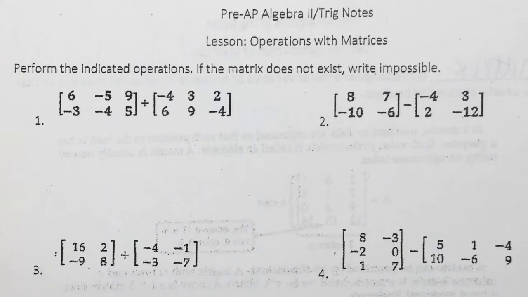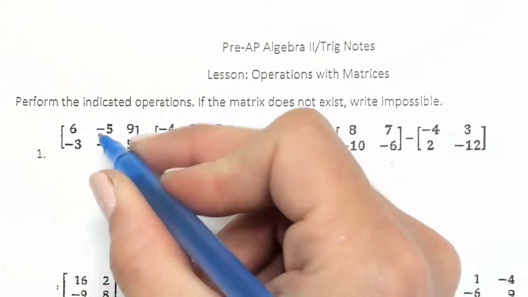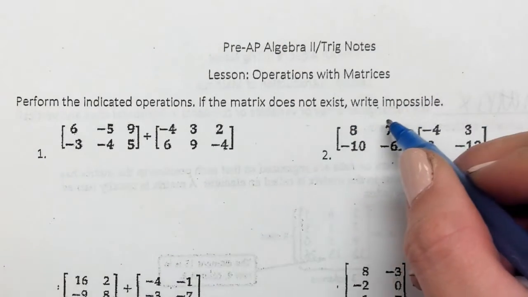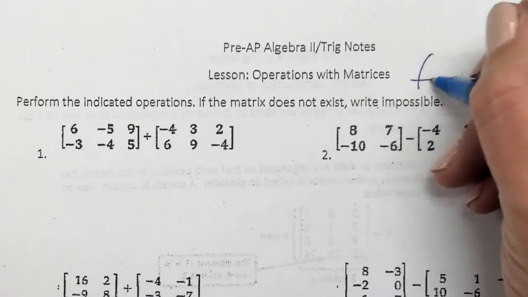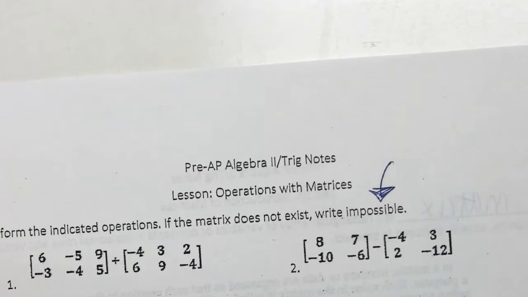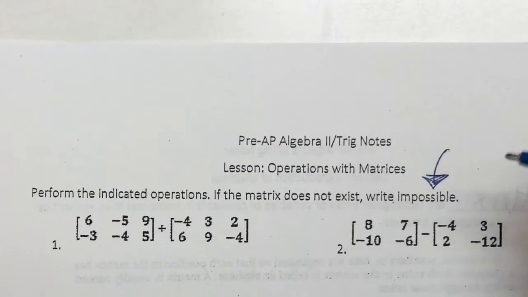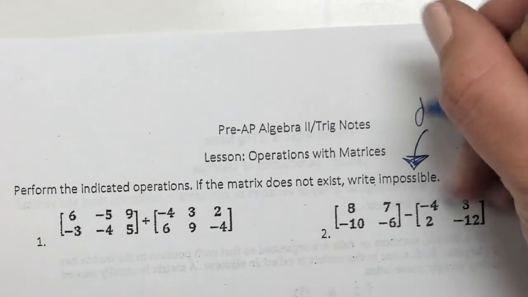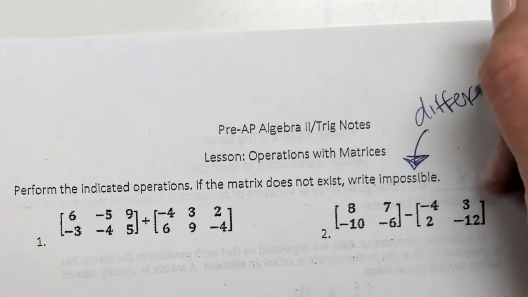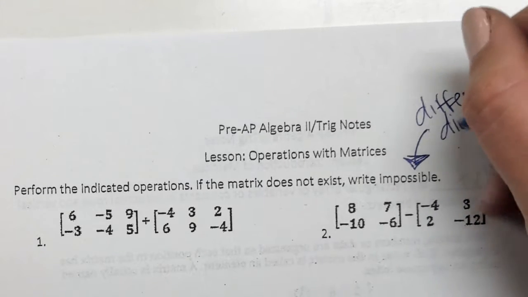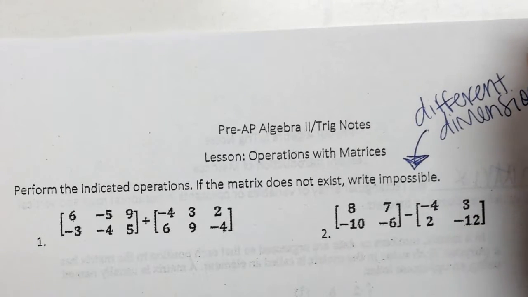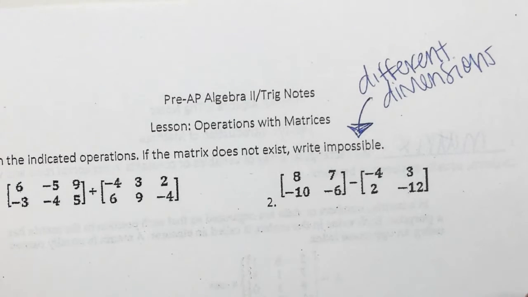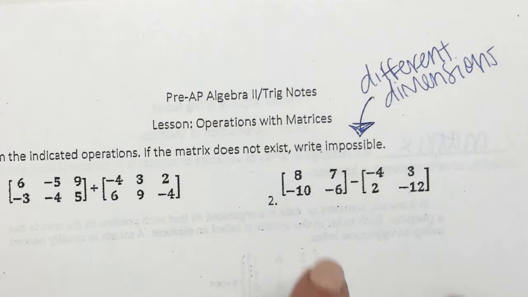We're adding and subtracting today. Then Thursday we'll multiply. As you see with the directions, it says if the matrix does not exist, write impossible. The only time it's impossible is if your matrices don't have the same dimensions. So just write different dimensions. Kind of like you can't add X and Y because they're unlike terms. You can't add matrices or subtract them if they have different dimensions. They won't be like matrices.